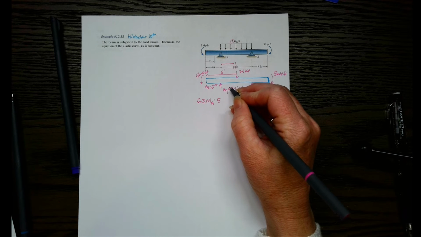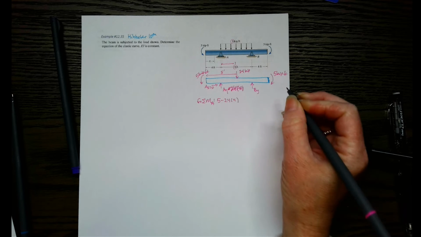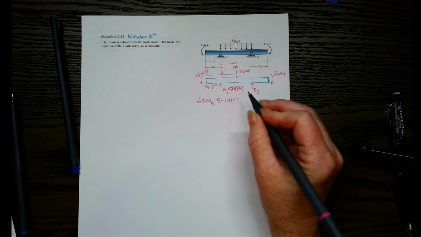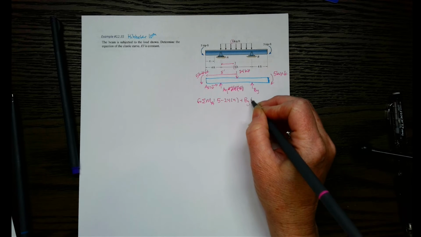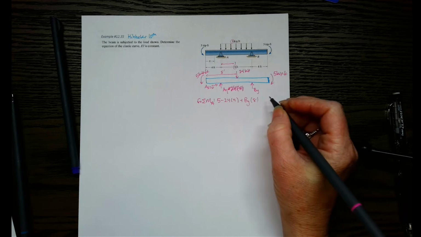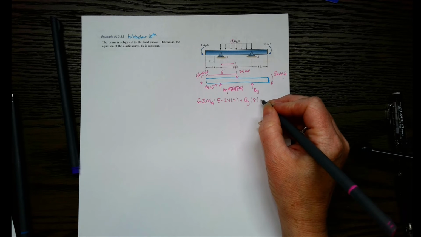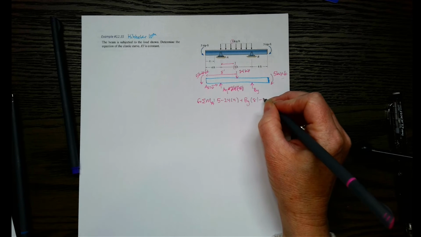And then we've got BY. Whoops, I'm writing this in the wrong place, you guys. Let's put that down here. There we go. And then we've got BY. That's going to be a positive. Distance there will be 8 because we have this distance of 8 feet between A and B. And then finally we've got the 5 kip feet over here. That's clockwise, so that's going to be negative 5.